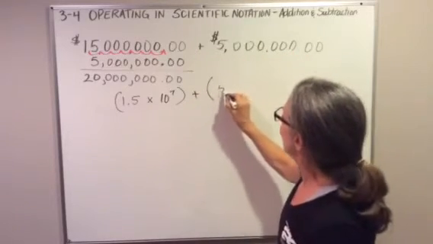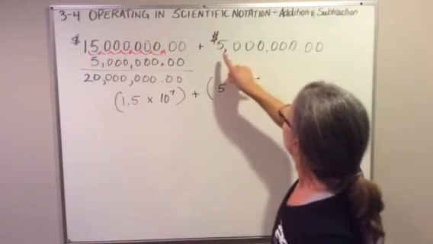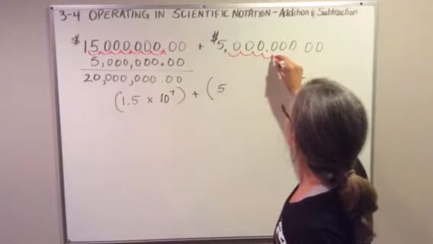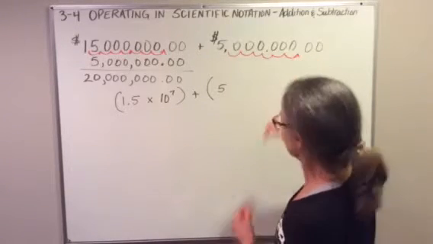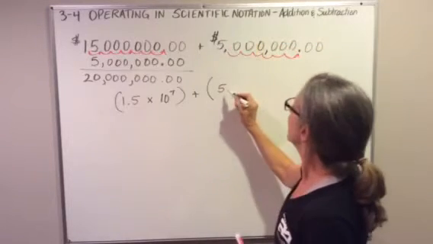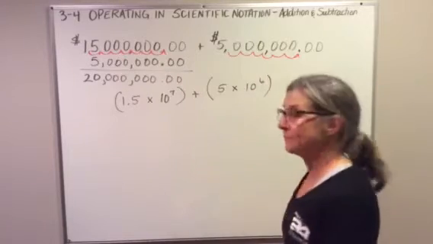Plus, now we're going to do 5 million in scientific notation. So that's going to be 5, I could put 5.0 if you want, you don't really have to, times 10 to the 1, 2, 3, 4, 5, 6 to get the decimal point there where it is. So that's going to be 5 times 10 to the 6th power.